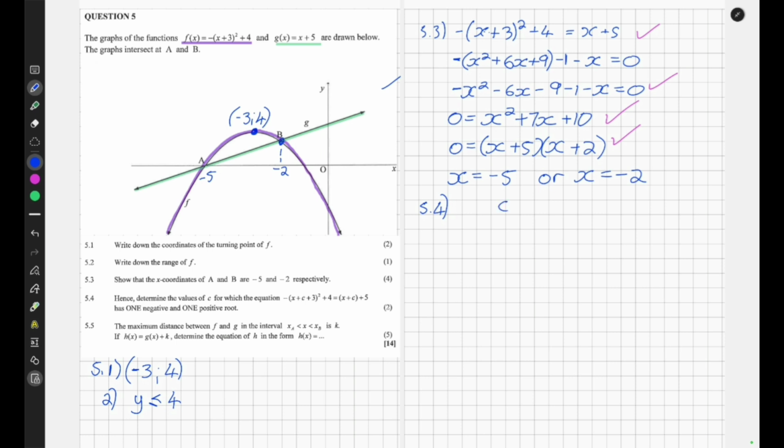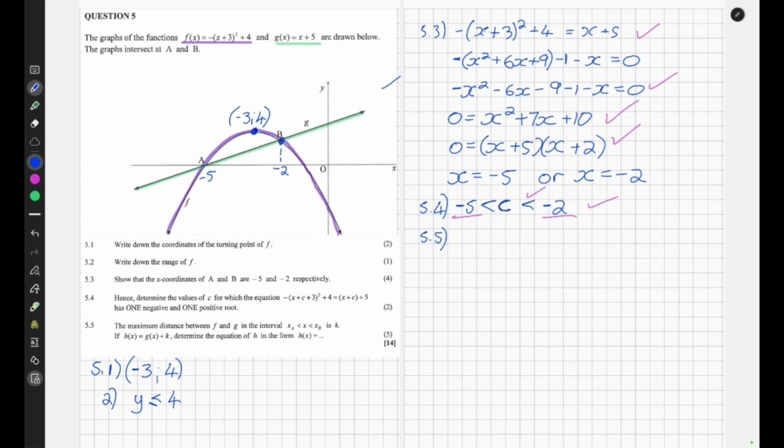So the answer to this question is c must lie between 2 and 5. But now I must think clearly, because if I say c is +2, it's moving to the left. And I don't want that. So I need to say it's between -5 and -2. And that would give me my 2 marks.